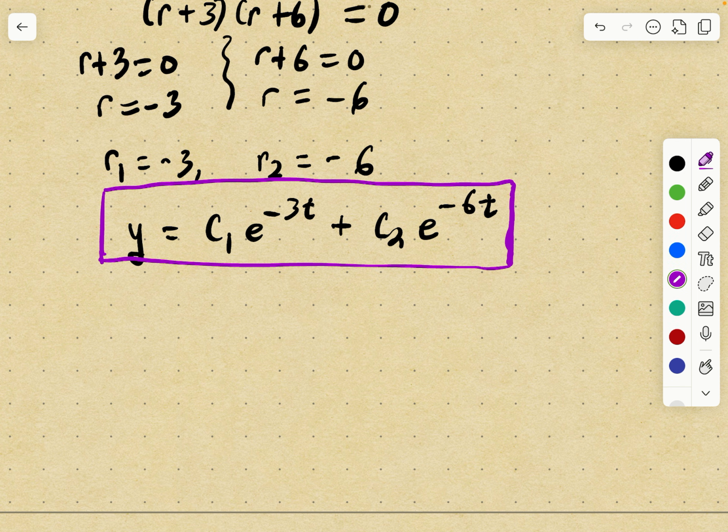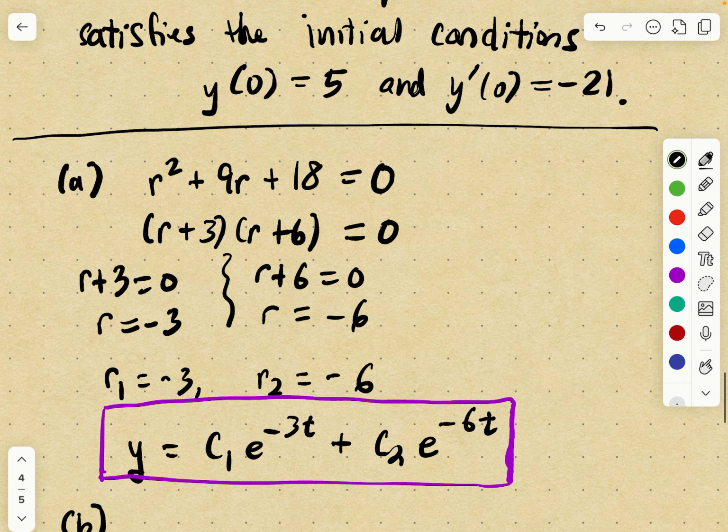Okay, pretty simple, right? This is the easiest one if you have two distinct roots. So for part B, you have to find the unique solution that satisfies the initial conditions. So what we need to do is find the C1 and C2, and then once we have the C1 and C2, we plug those in, and then we get our function.